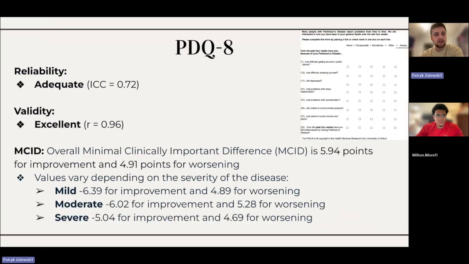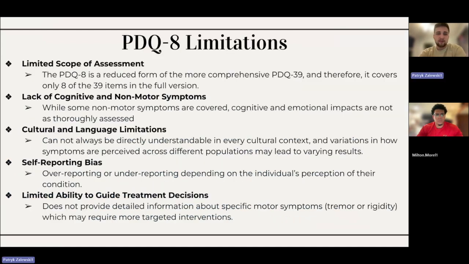So the reliability for this has been shown to be adequate, whereas the validity is excellent. And the MCID for this questionnaire depends on whether the individual is progressing or worsening. If they are progressing, it is a 5.9, and if they're worsening, it's 4.9. And this can even be broken down further depending on the severity of the Parkinson's disease. So if that's known, the MCID can be more accurately applied to those individuals, whether it's mild, moderate, or severe Parkinson's.